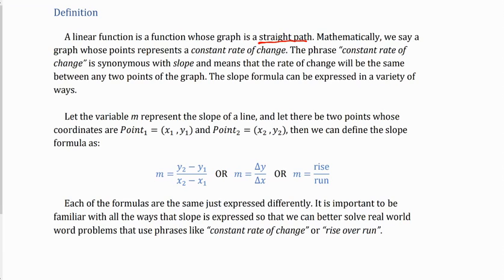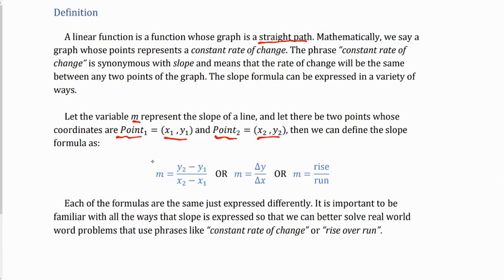The slope formula can be expressed in a variety of ways. Let the variable m represent the slope of a line, and let there be 2 points whose coordinates are, for point 1, x1, y1, and for point 2, x2, y2. Then we can define the slope formula in the following ways.